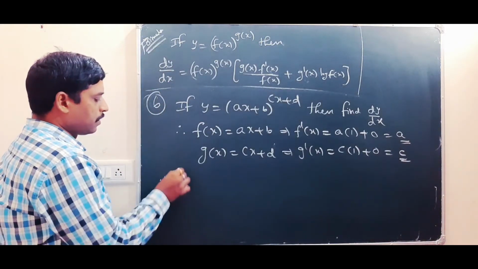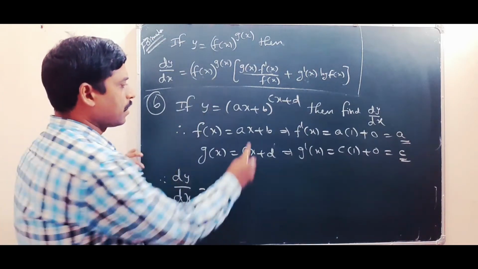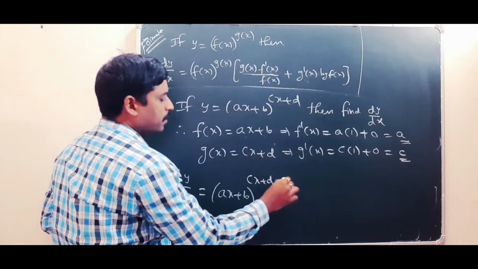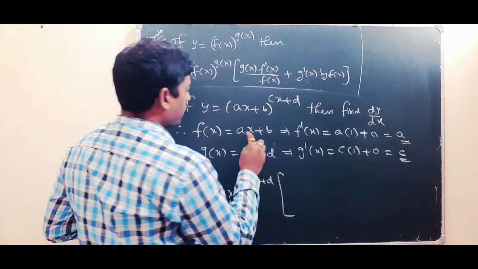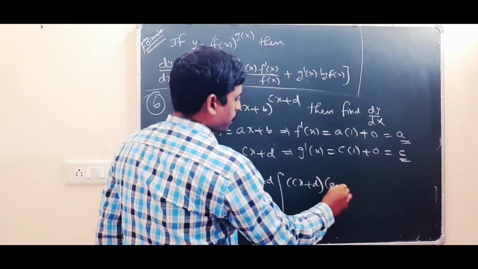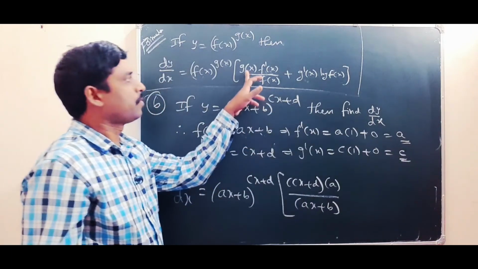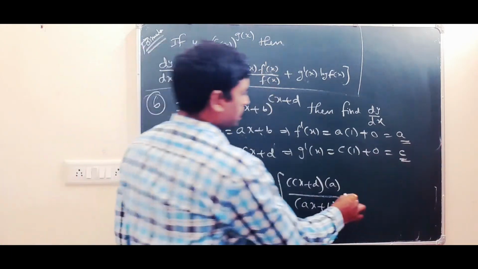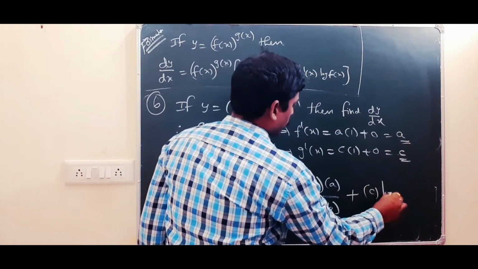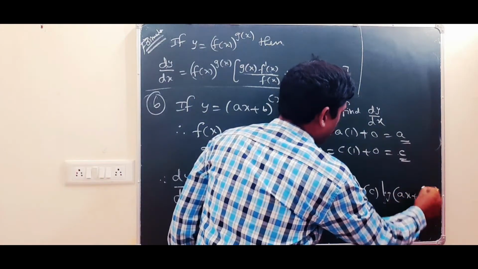So what is the formula? dy by dx is equal to, in this formula, f of x expression, ax plus b power cx plus d, g of x value into g of x, where g of x value is cx plus d, into f dash x value a by f of x value ax plus b, g of x into f dash x by f of x, plus g dash x value we have c log of f of x value, ax plus b. Okay, this is the answer.